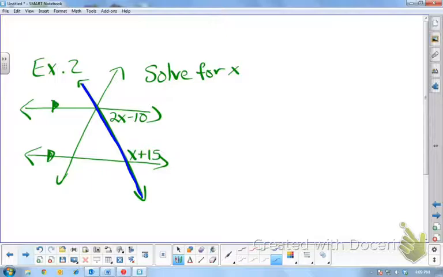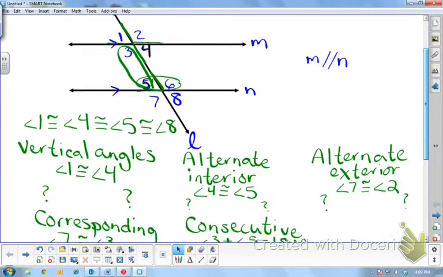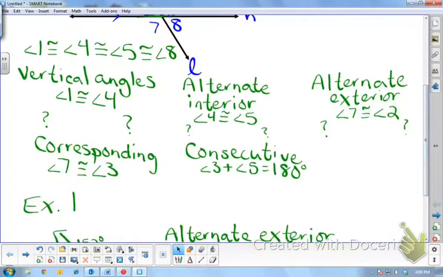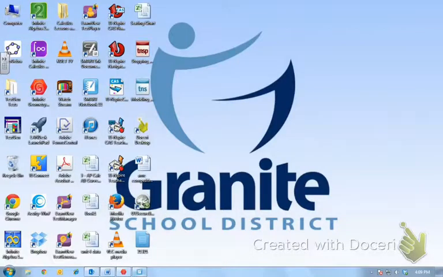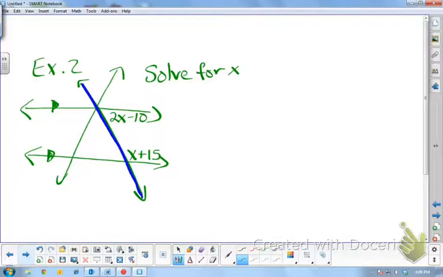So we go look again at our definitions, alternate interior, alternate exterior. We decided they're consecutive, and we know consecutive angles add up to be 180 degrees. That was the wrong button. I meant to hit this one. So we know these two angles added together equal 180.